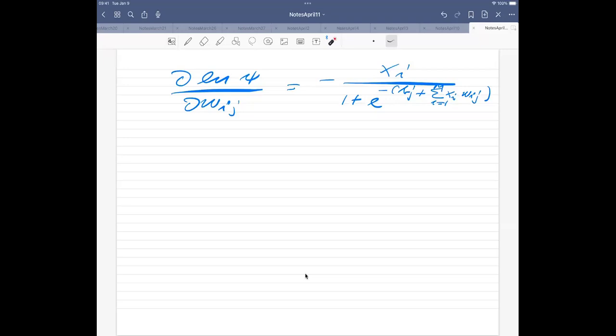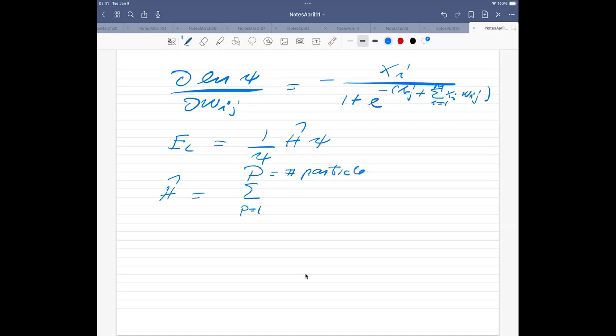In our case, when we look at the local energy, we know that it is going to look like 1 over ψ times H, the Hamiltonian, acting on ψ. In our case, the Hamiltonian is going to have a sum over p equal 1, and since I've been using N and M for the hidden and visible nodes, I'm going to write an upper case P here for the number of particles, just to distinguish it from N and M, which are reserved for the hidden layer and the visible layer.